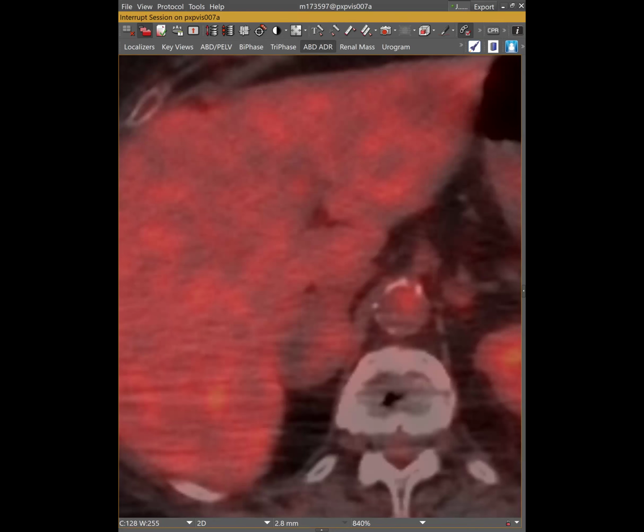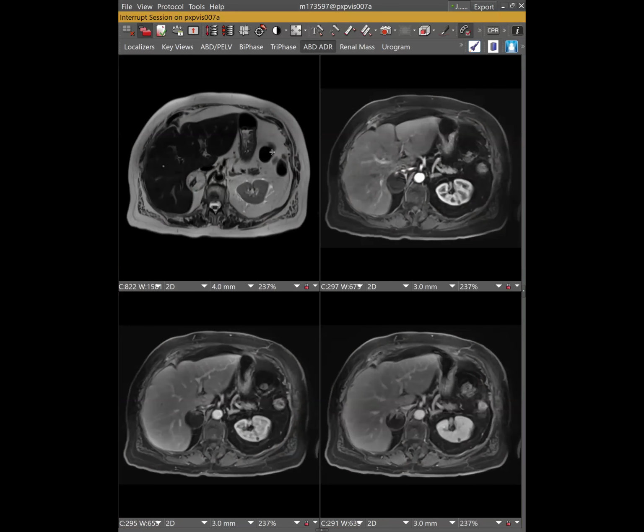I'm just going to switch screens here. All right, can you see the new screen now?